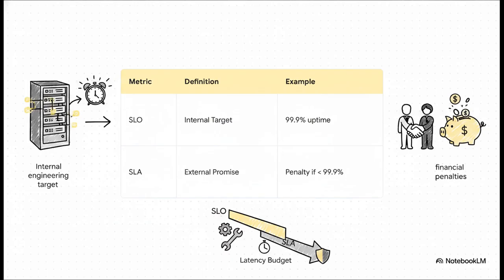An SLO, or service level objective, is your internal engineering target. That's the number that triggers your pager at 3 a.m. An SLA, the service level agreement, is the external promise we make to customers, and that's usually backed by real financial penalties if we drop the ball. By intentionally making our SLOs stricter than our SLAs, engineers essentially get a latency budget. It gives us buffer room to fix things before the business actually loses any money.